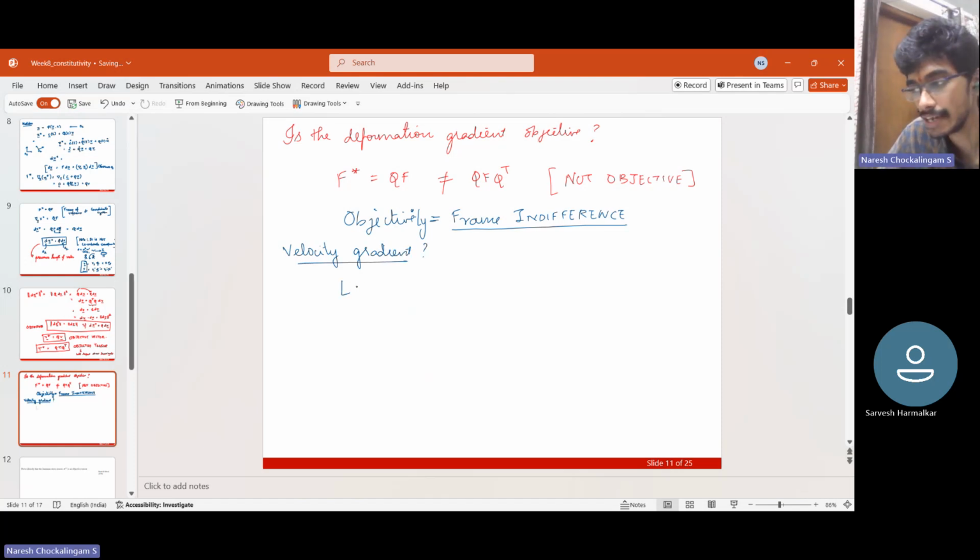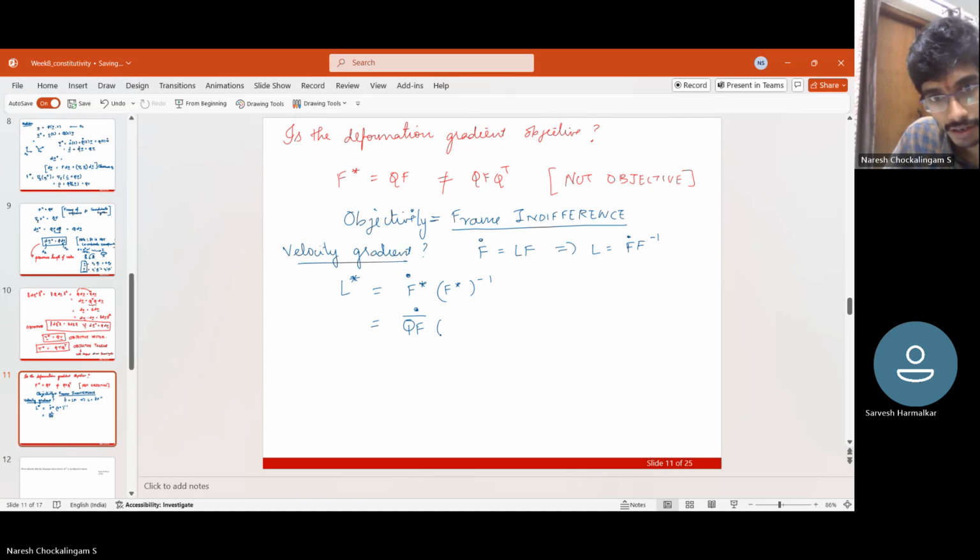So L star is what? We know that F dot is equal to LF, which means L is equal to F dot F inverse. So L star is equal to F star dot F star inverse. And F star is equal to QF. So it is (QF) dot times (QF) inverse.